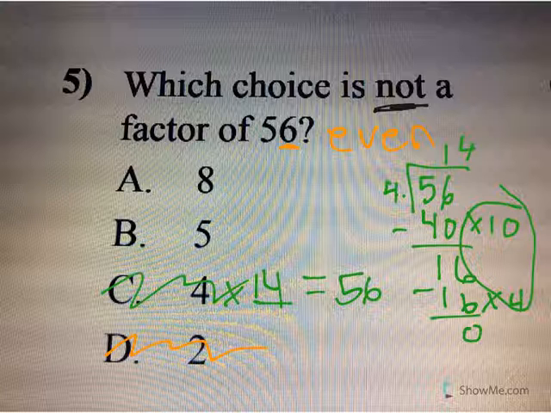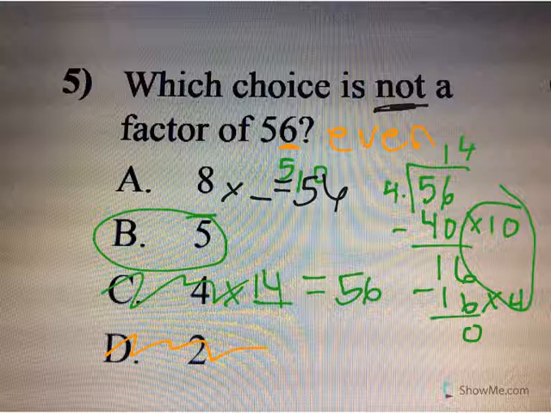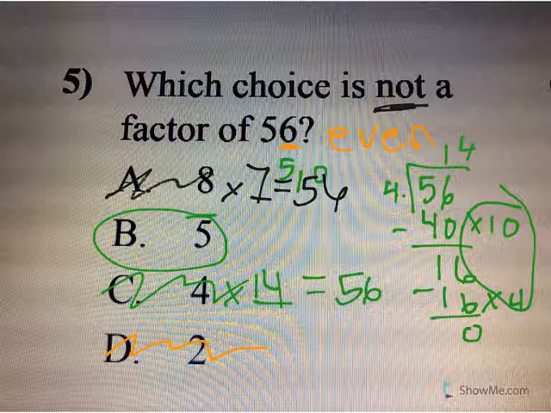Well, I'm looking at 5, and I know that when 5 is a factor, it should always end with a 5 or a 0. So I'm pretty sure that this is the right answer. But let me just double check. I'm going to look at 8 and say 8 times a number gives me 56. 8 times 7 would give me 56. Meaning 8 is a factor of 56. So the right answer to not be a factor of 56 would be B, 5.